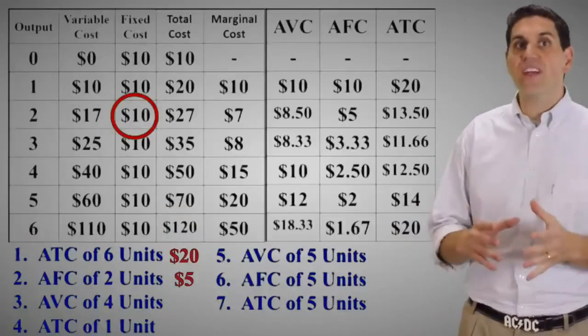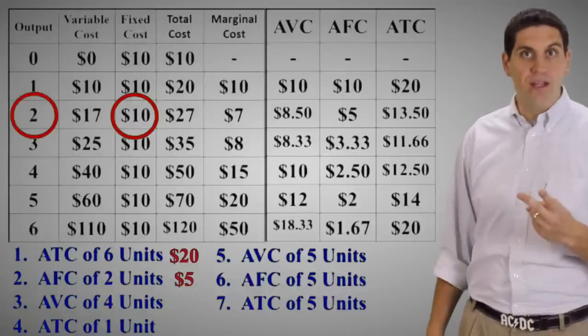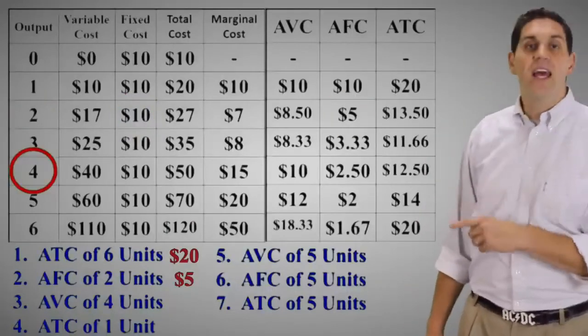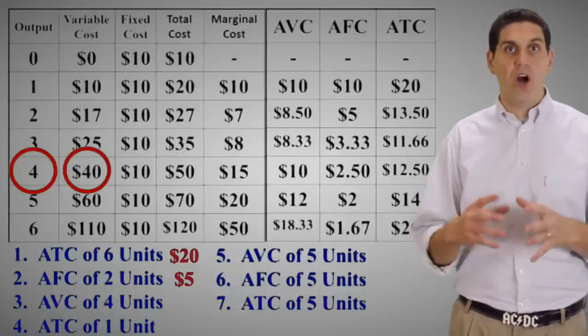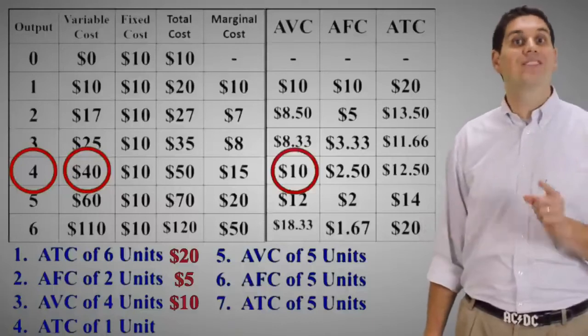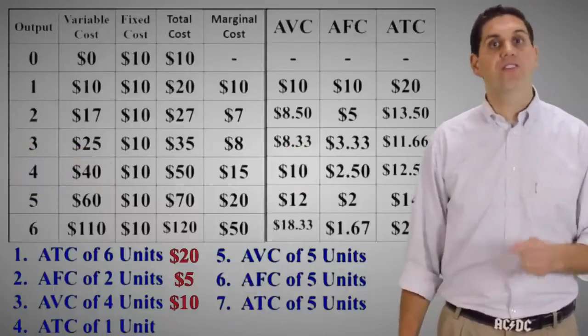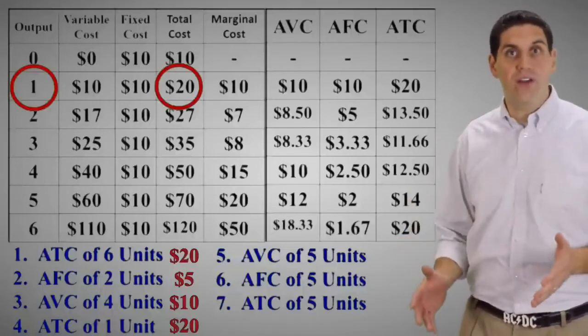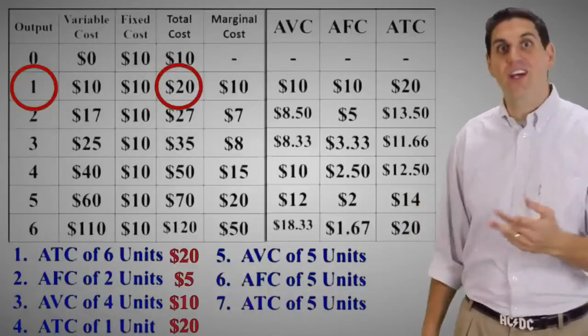It's the $10 fixed cost divided by 2 units. That gives us $5. The average variable cost of 4 units is the $40 total variable cost divided by the 4 units that we produced. So it's going to be $10. The average total cost of 1 unit is $20. If 1 unit costs a total of $20, then on average, that 1 unit costs $20.